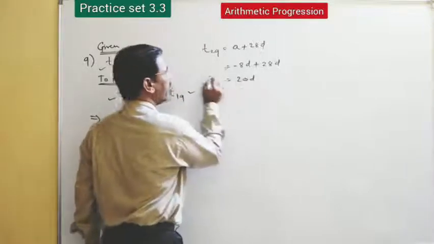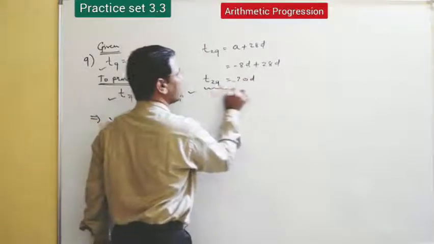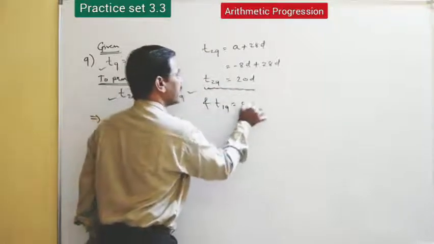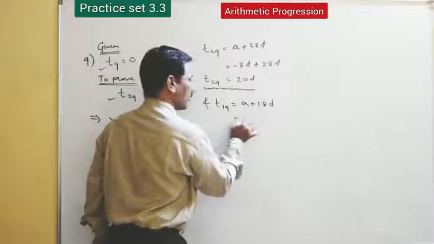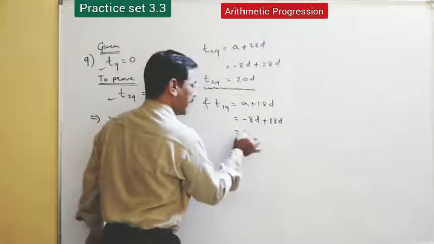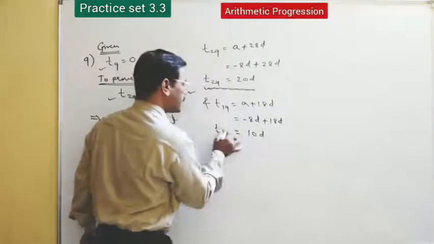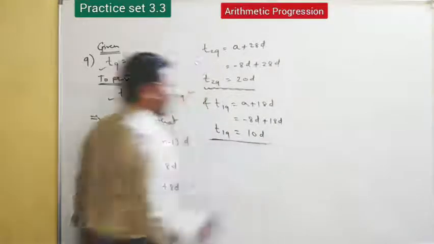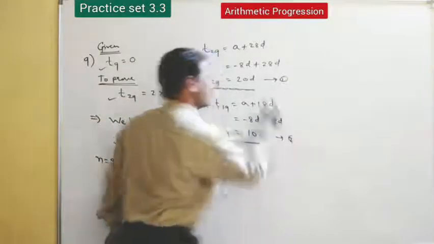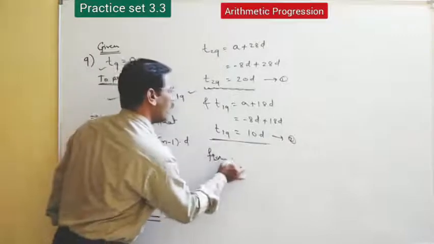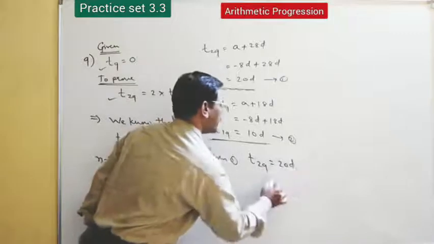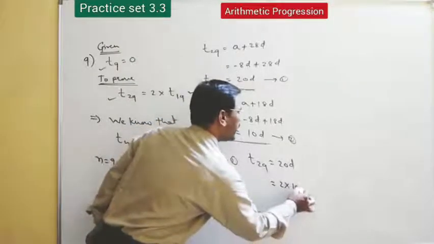Now what we need here? That is nothing but 20d. This is T29. Okay, and what about T19? That is a plus 18d. Okay, a for minus 8d plus 18d. That is 10d. This is T19. Okay, now I can say here this is 1 and this is 2. So right here, from 1, T29 is equal to 20d. So may I write this is 2 into 10d?